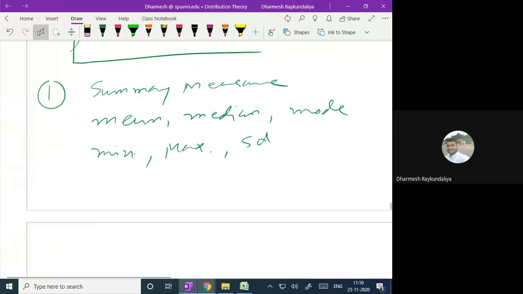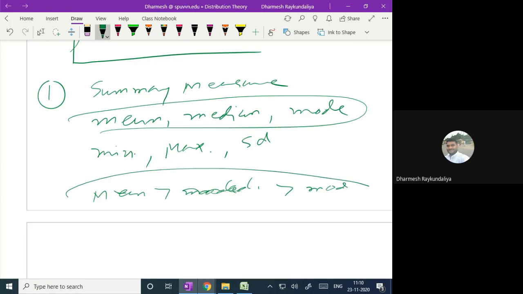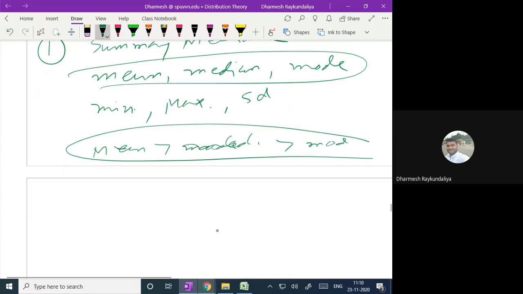Based on that, you know the relation between the mean, median, and mode. If mean, median, mode are the same, then you say it is a symmetric distribution. If mean is greater than median, greater than mode, then it is a positive skew. If mode is less than median, less than the mean, then it is a negative skew. So based on this relation you can identify whether it is positively skewed or negatively skewed.